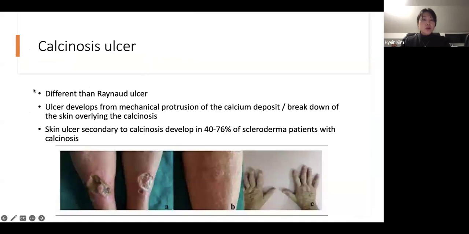And calcinosis. I put it there just because I think there's sometimes confusion between calcinosis ulcer and Raynaud ulcer. Calcinosis ulcer is different than Raynaud. It's an ulcer that develops mainly from the mechanical protrusion or breakdown of the skin overlying the calcinosis. Some of these are examples of what you're seeing in calcinosis. Some studies say that in scleroderma patients with calcinosis, about 40 to 76% can develop ulceration at some point. So relatively common in those with scleroderma calcinosis.